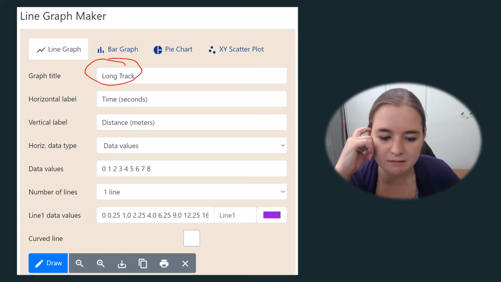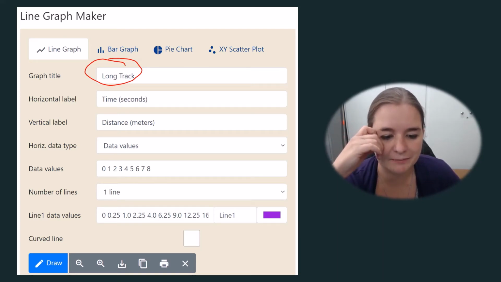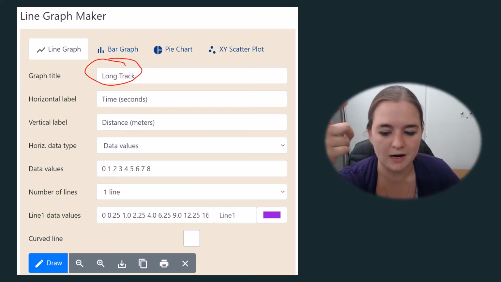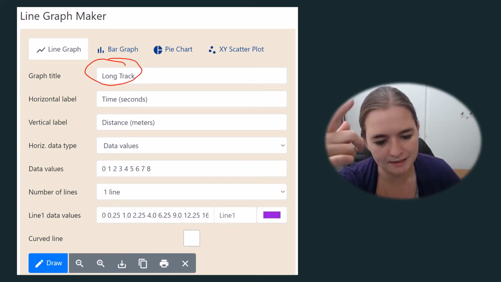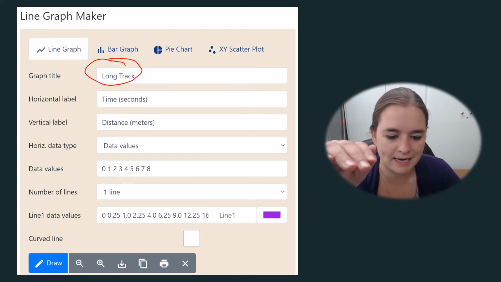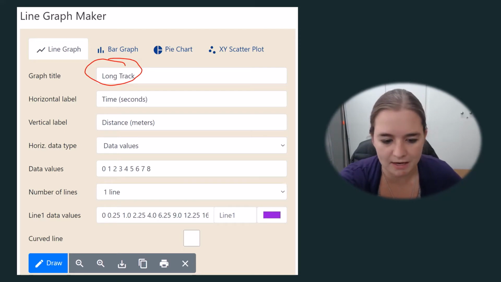My horizontal label, so I'm measuring time in seconds on my x-axis. And my vertical label is going to be the distance in meters. My horizontal data type, well, that's going to be the number of seconds. So that was the counting out that Ms. Thomas or I did, the 0, 1, 2, 3, 4, 5, 6, 7, 8. We want that to be on our x-axis, and you'll see in your column on your data table, it's that first column. We only have one line on this graph here.